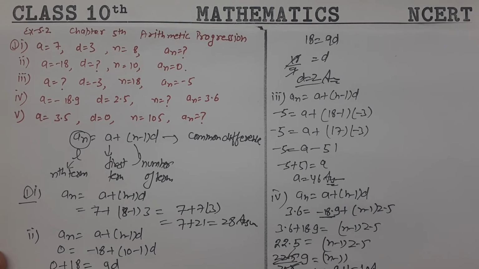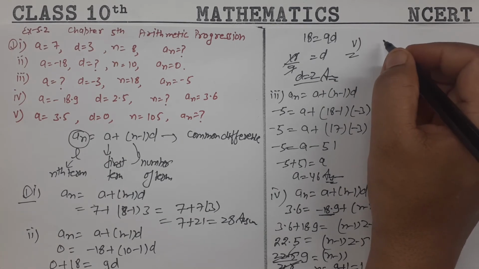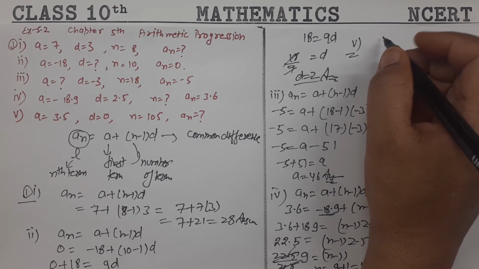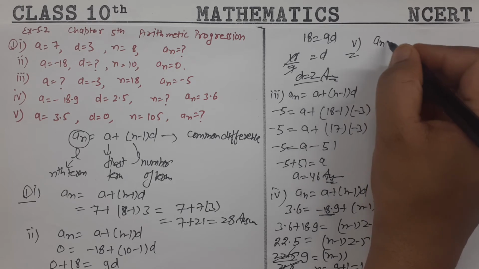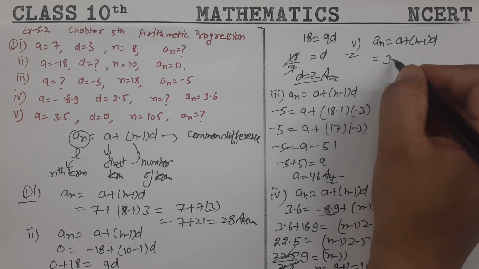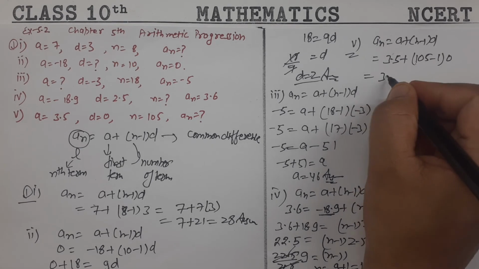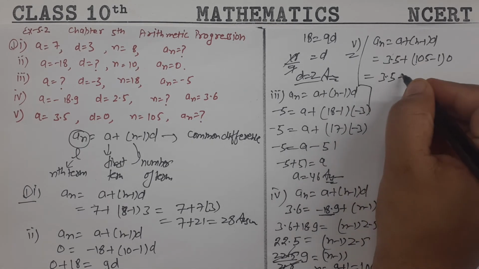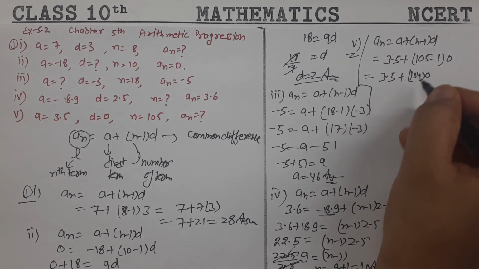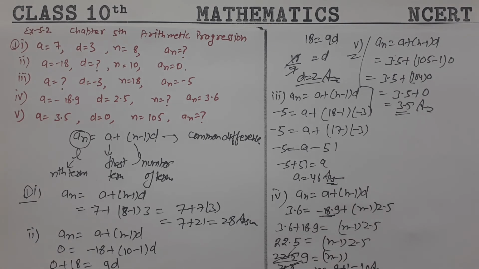Next and last, fifth part. A is 3.5, D is 0 and N is 105. We have to find An. Apply formula. A, N, D is 0. 104 into 0. If we multiply any number by 0, we get 0. Answer is 3.5.